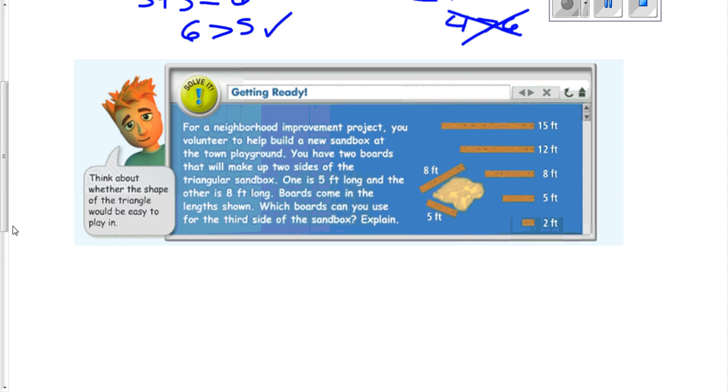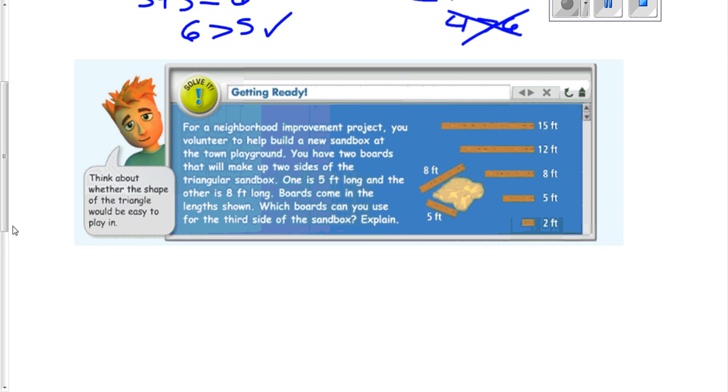Okay. The directions say, for a neighborhood improvement project, you volunteered to help build a new sandbox at the town playground. You have 2 boards that will make up 2 sides of the triangular sandbox. One is 5 feet long and the other is 8 feet long. Boards come in the lengths shown. Which boards can you use for the third side of the sandbox?